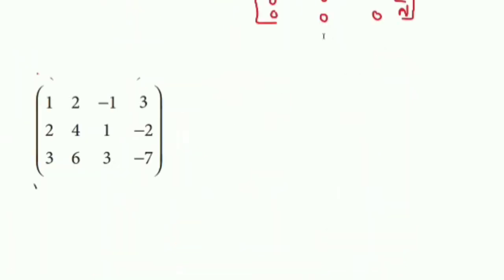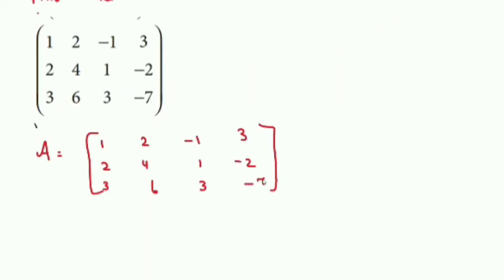Sum number 6. The question is find the rank. You can use the determinant method or this method, but if it is not a square matrix, better use this method. For square matrices you can use the determinant method, but if it is not a square matrix, use this method, the echelon form method or elementary transformation method. Now to find the rank, we have to bring this matrix to echelon form.